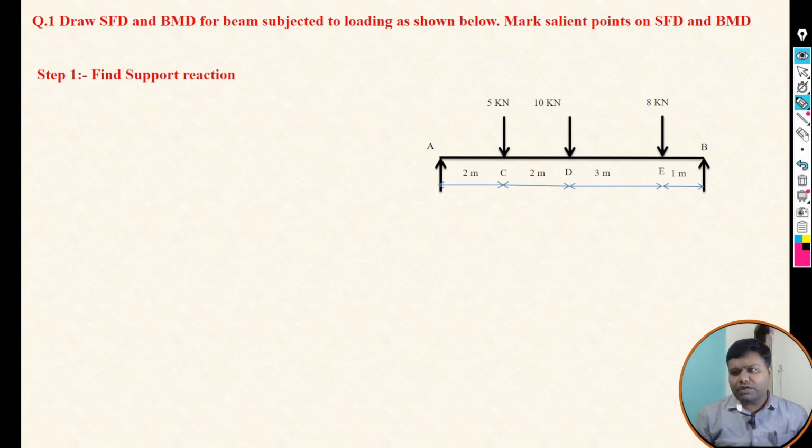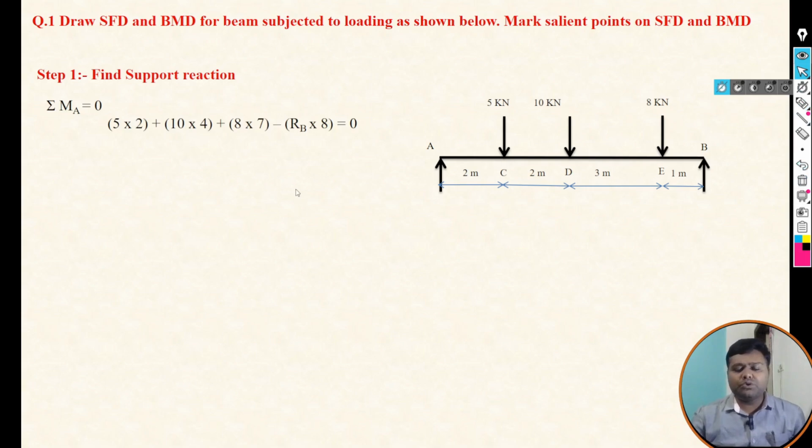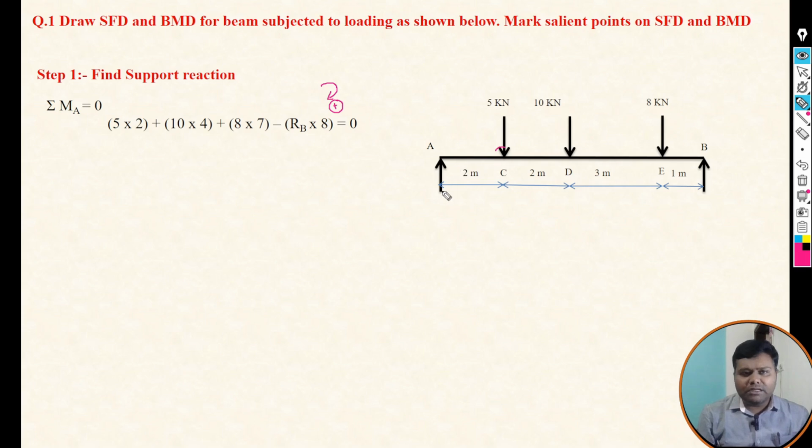Okay, so apply the first equilibrium condition, that is summation MA equals 0. When we apply it, what will be the equation? Now see, for the equilibrium condition we can use any sign convention, and here we are using clockwise moment as positive. So let's say this is our reaction at point A, that is RA, and the reaction at point B is RB. Okay, these are the support reactions. So first apply 5 into perpendicular distance. The first force is what? 5 into perpendicular distance, that is 2.